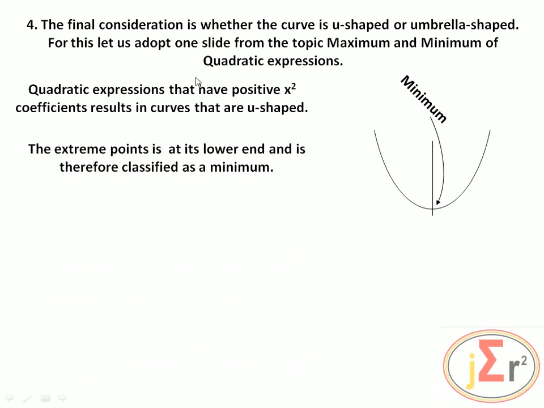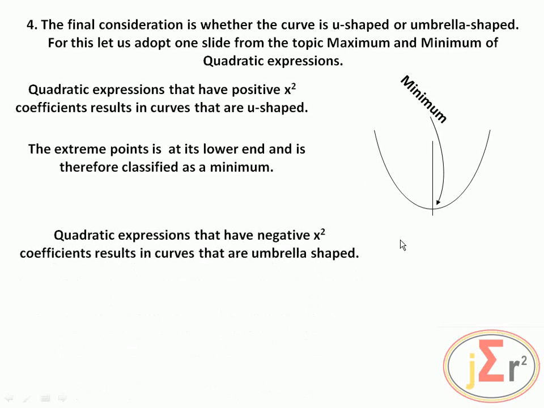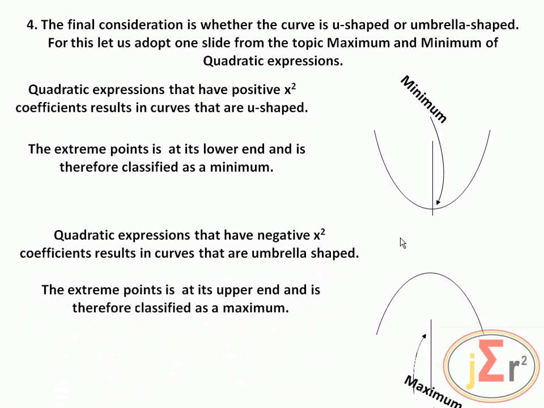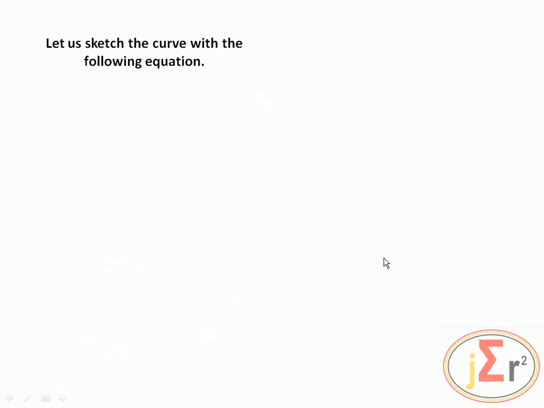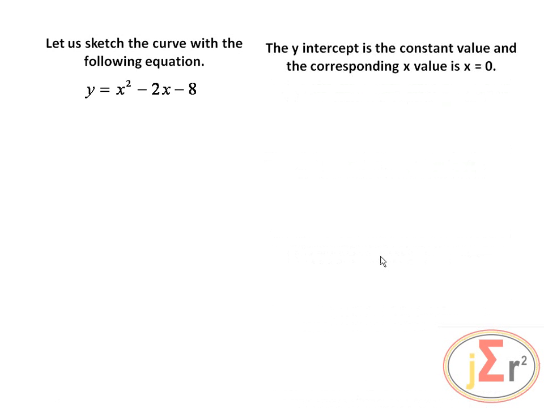We have the U-shaped curve with the extreme value a minimum, and that is when the x squared coefficient is positive. For the other one, we have the negative x squared coefficient, and that will give a maximum value for the extreme value. So let us sketch the curve with the following equation. We're going to sketch that curve, and we are going to take a look at all the points of interest.